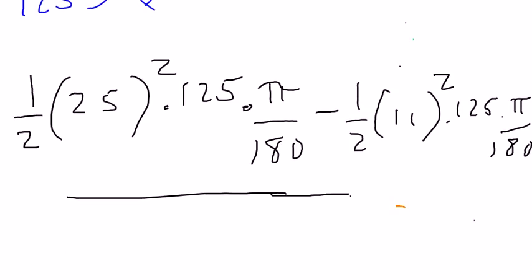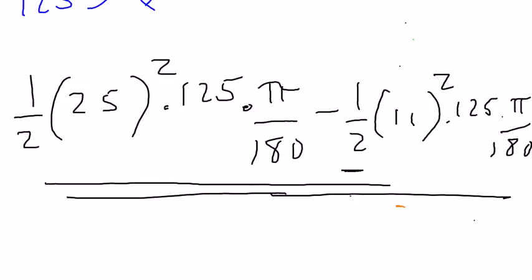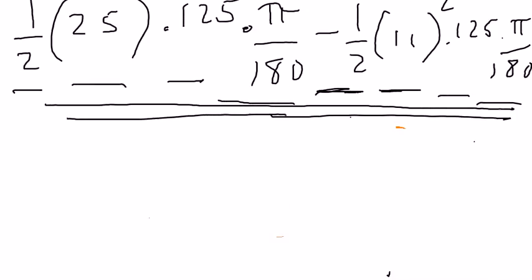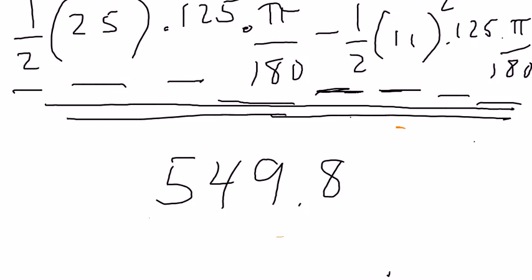You can put this whole thing into your calculator. The only thing you have to be careful about is probably this 1/2 right here. If you put it in your calculator, I'd probably put it in as 0.5, but other than that, you can put this whole thing in your calculator. 0.5 times 25 squared times 125 times pi divided by 180 minus 0.5 times 11 squared times 125 times pi divided by 180, and your answer should be 549.8.